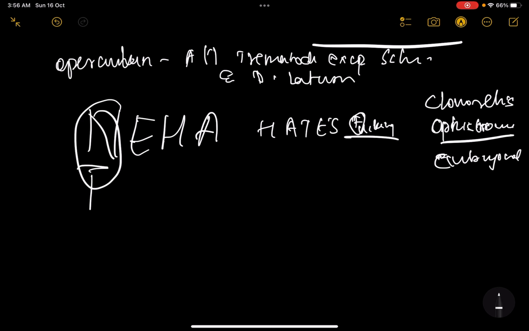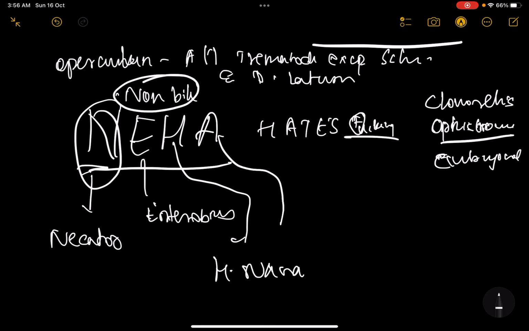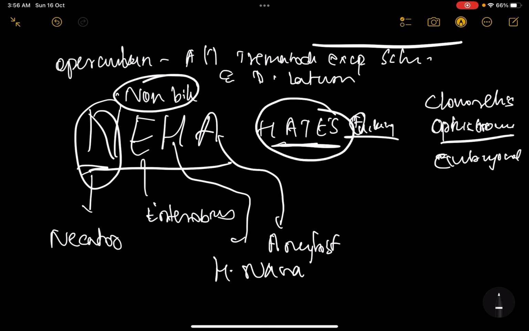So Neha is non-bile. N for Neha, N for non-bile. Most of them are bile. E is Enterobius. Okay, don't you tell me Entamoeba. They don't have an egg. They have a metacystic trophozoite and cyst. Okay, they don't have eggs. So it's as simple as that. H. nana that I just spoke about, and A is Ancylostoma duodenale. Hates is the one that floats. Someone who does not know how to swim cannot float, and that's why they hate swimming. That's how I remember. It's really stupid.